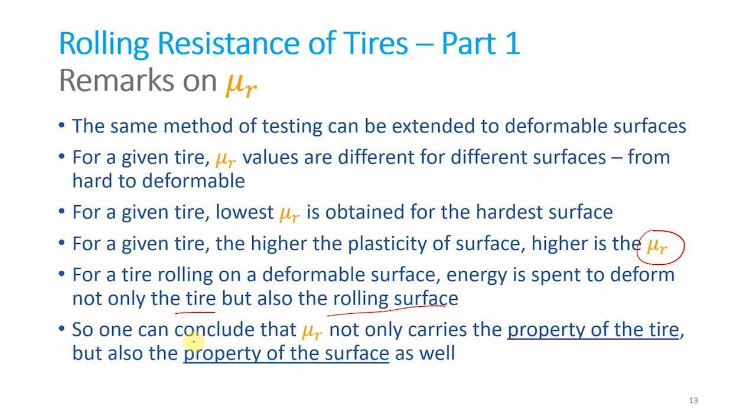So one can conclude that mu r not only carries the property of the tire but also the property of the surface as well. This is very important because many people think that mu r is a constant for a tire. No, it depends on different surfaces. That is why we have seen the table two slides back. That same table describes for a given tire how much is the rolling resistance coefficient on different surfaces.